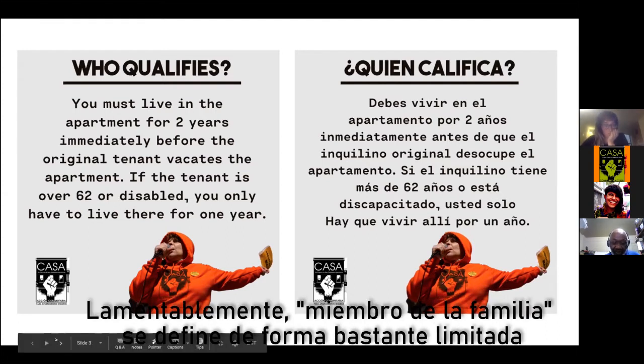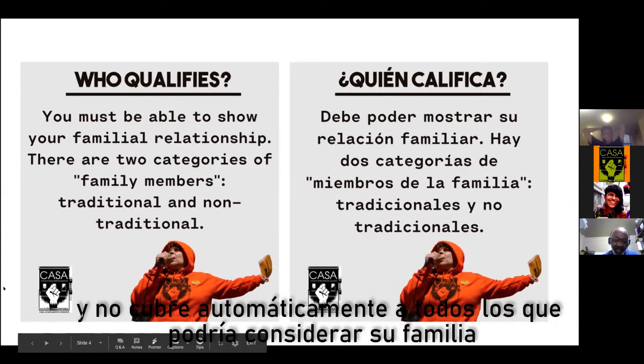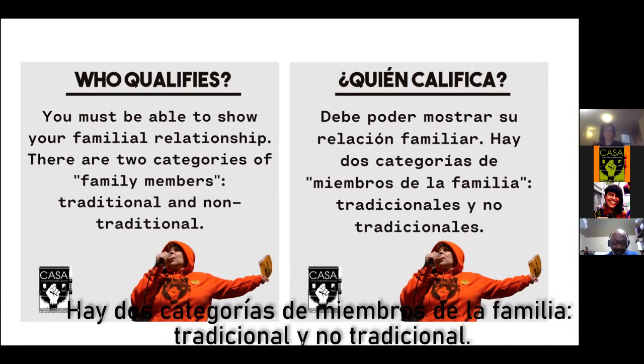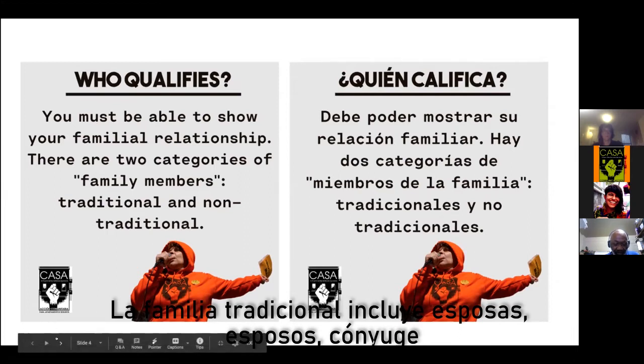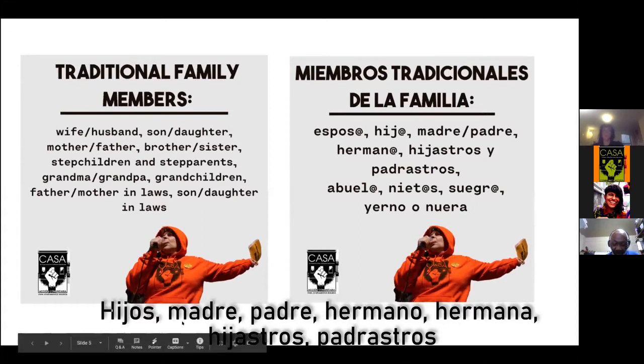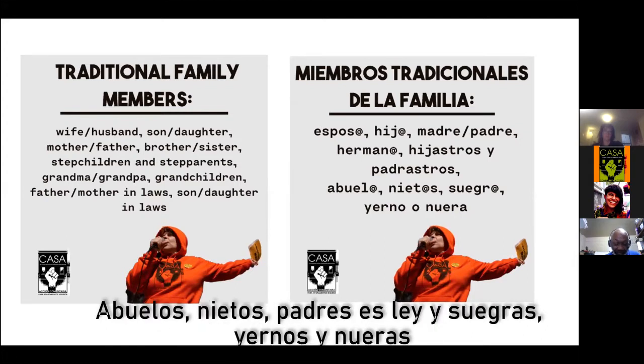Unfortunately, family member is defined pretty narrowly and doesn't automatically cover everyone that we normally consider to be our family members. There are two categories of family members. They're called traditional and non-traditional. Traditional family members include wives and husbands as spouses, children, mother, father, brother, sister, stepchildren, stepparents, grandparents, grandchildren, fathers and mothers-in-law, and sons and daughters-in-law.